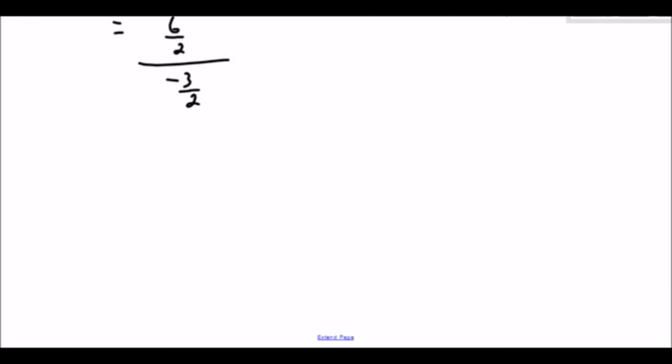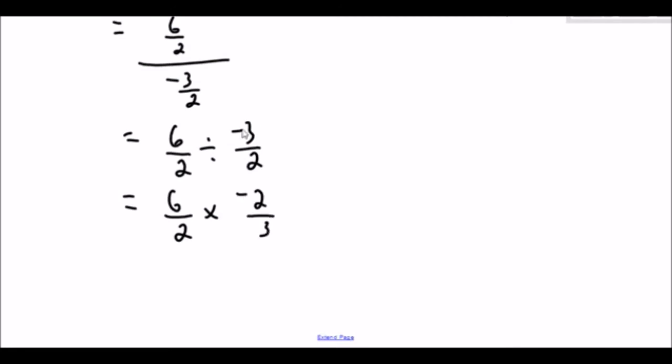Sometimes what helps is actually rewriting this as a divided by statement. So instead of saying 6 over 2 over negative 3 over 2, I'm actually going to write it as a divided by statement. And the reason why is usually as soon as I write it like this, most students recognize immediately what the next step would be. Because we have a rule in math that says if you divide by a fraction, the math you need to do is to multiply by the reciprocal.